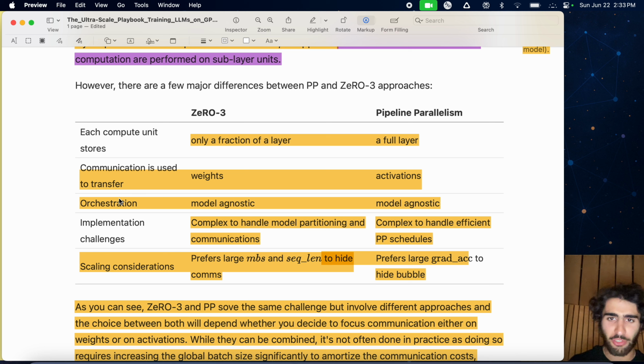And then for orchestration, it just means whether it is agnostic to the model or not, and both of them can be applied to any type of model.